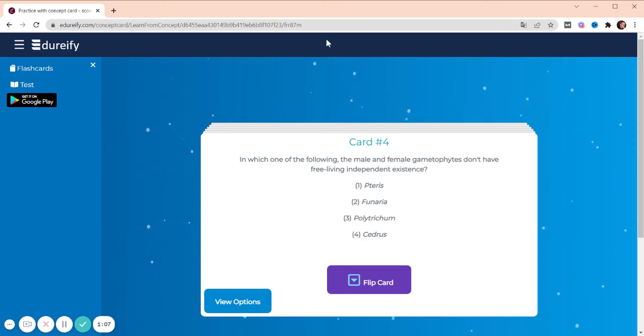So this is the flashcard feature that Edureify is providing you for practicing a particular topic in just 15 minutes of time. You can also practice.